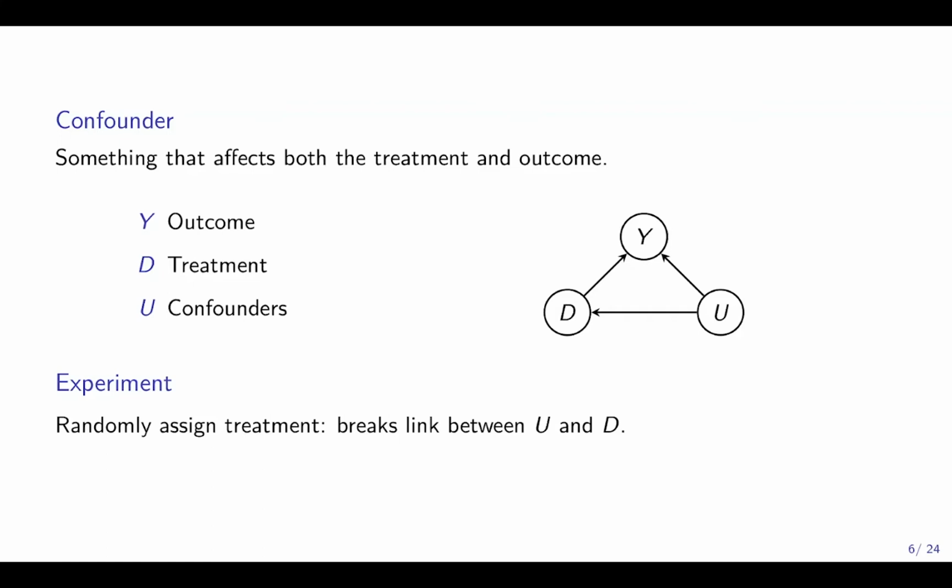Now, when we carry out an experiment, we don't actually have to worry about confounding. And the reason is that in a randomized controlled trial, we randomly assign the treatment D. What that does is it breaks any relationship between other factors that determine your wage and the treatment.